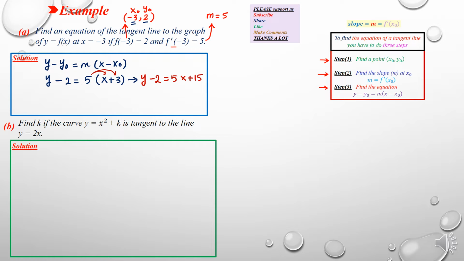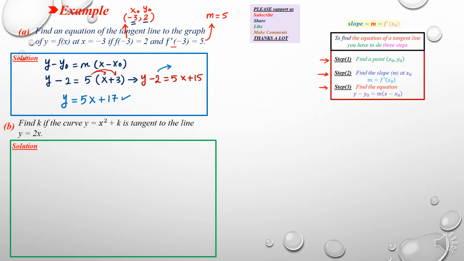Then you have to add 2 to both sides, or move -2 to the right hand side and change the sign of -2, and you will get the equation of the tangent line. So we have y equals 5x plus 15 plus 2, which is 17.